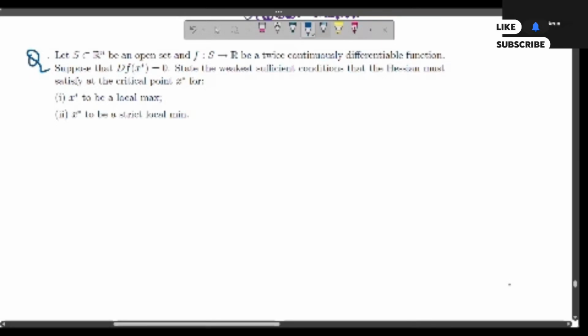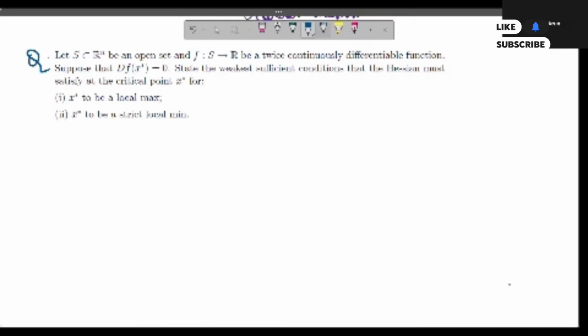Now this one, read it. Let S be a subset of R raised to n, the real numbers, be an open set, and a function that goes from S to R, that is the domain to the range, be a twice continuously differentiable function.